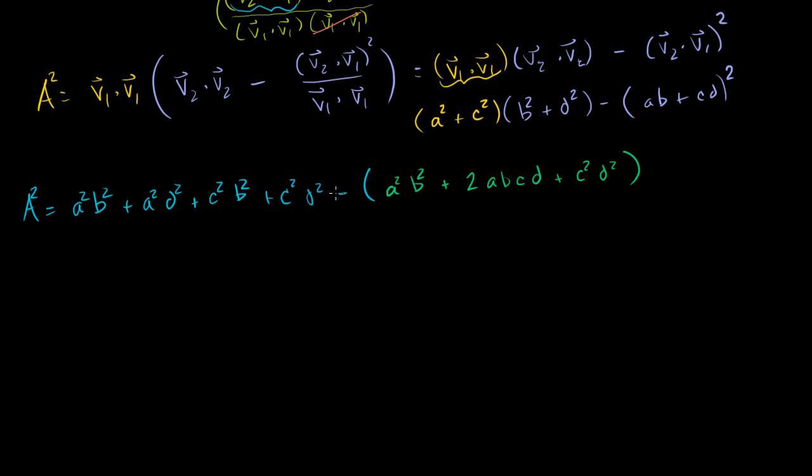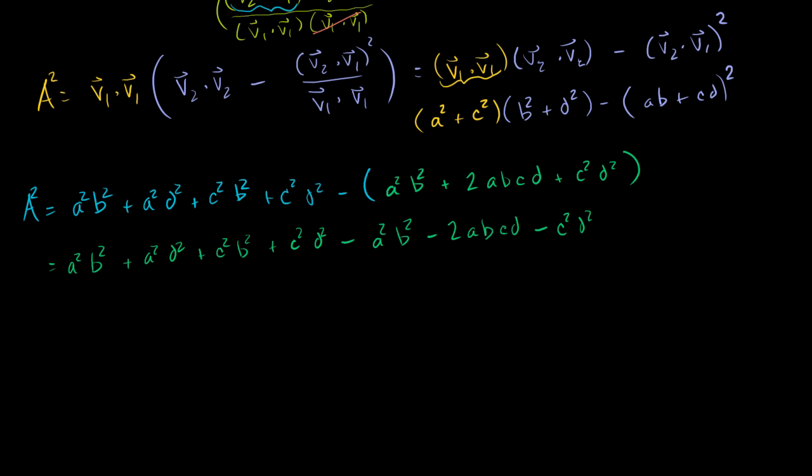And then if I distribute this negative sign, what do I have? Let me rewrite everything. It's equal to a squared b squared plus a squared d squared plus c squared b squared plus c squared d squared minus a squared b squared minus 2abcd minus c squared d squared. All I did is I distributed the minus sign.